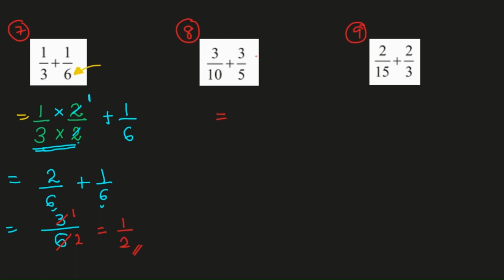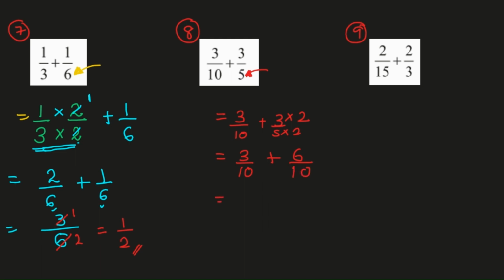3 upon 10 and 3 upon 5. Again, you can see you should find the LCM since the denominators are not equal. But it's not necessary. You know that you can simply turn this denominator 5 into 10 by multiplying it by 2. You could have multiplied this 5 simply by 2 like this. So what happens then? 3 upon 10 plus 3 into 2, it's 6, 5 into 2, it's 10.